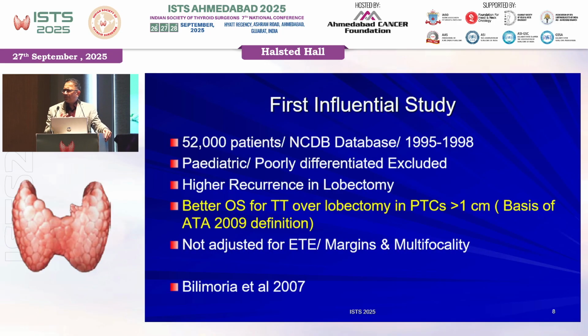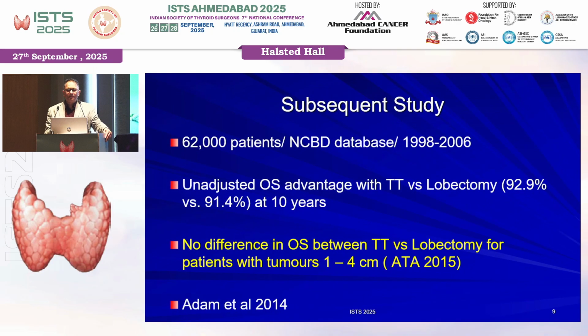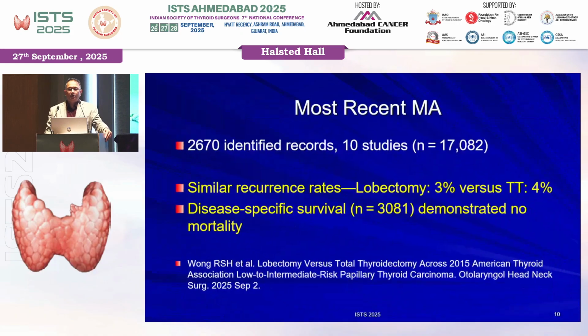And these are landmark trials which most of us have actually grown up listening to. The Bilimoria paper, of course, pediatric and poorly differentiated cancers were excluded. There was a high recurrence rate, better overall survival with total thyroidectomy, and this formed the basis for the ATA 2009 guidelines that you should do a total thyroidectomy for all PTCs more than a centimeter. But mind you, this was not adjusted for ETA margins or multifocality, and subsequently Adam's publication in 2014, although the unadjusted overall survival advantage was higher, showed no difference in this cohort of 1 to 4 centimeters, and this formed the basis of the ATA 2015 guidelines.